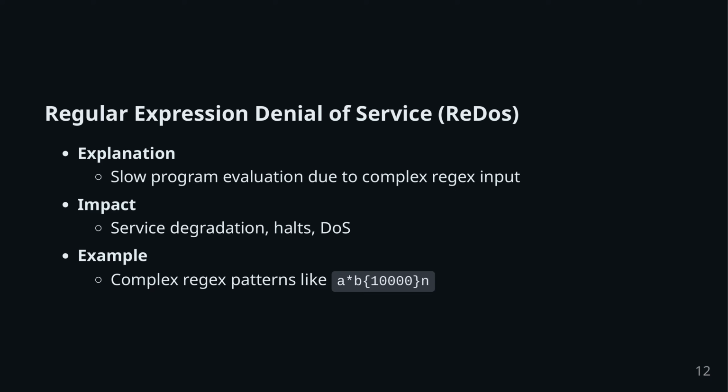Regular expression denial of service, or ReDoS, occurs when attackers craft complex regex patterns that cause a program to evaluate very slowly. This, in turn, consumes excessive resources, leading to service degradation, potential halts, and ultimately a denial of service. An example of such a pattern might be something like AB1000N, which takes a significant amount of time and resources for the server to process. This vulnerability can be particularly problematic because it exploits weaknesses in how regular expressions are handled, potentially bringing down services that depend on them. Addressing these vulnerabilities is crucial to maintaining the stability and security of your applications.